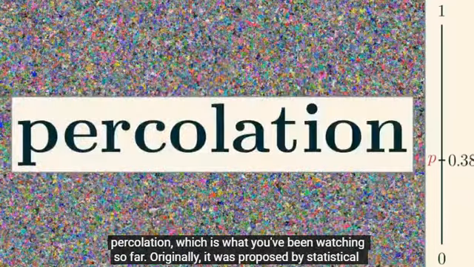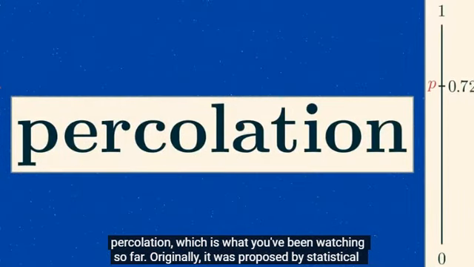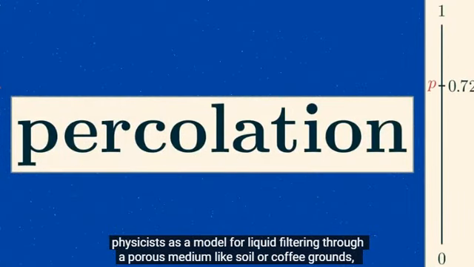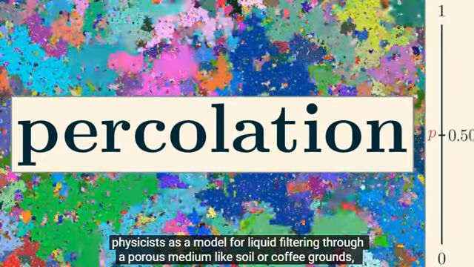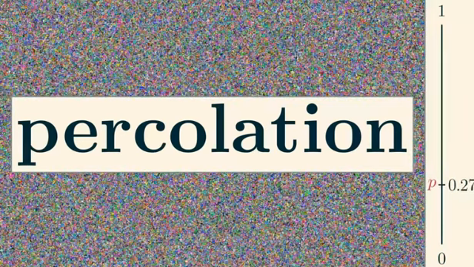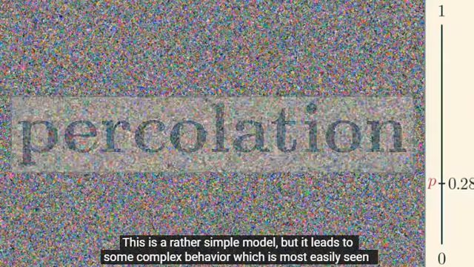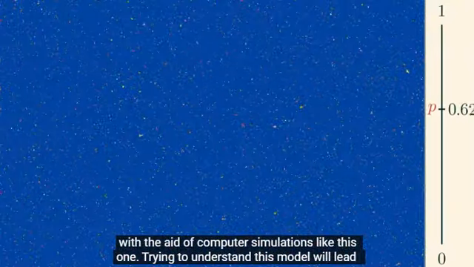In this video, we will explore one particular mathematical model called percolation, which is what you've been watching so far. Originally, it was proposed by statistical physicists as a model for liquid filtering through a porous medium like soil or coffee grounds, though it's probably hard to see that in this animation. This is a rather simple model, but it leads to some complex behavior which is most easily seen with the aid of computer simulations like this one.